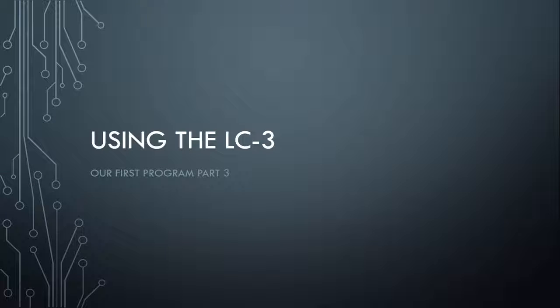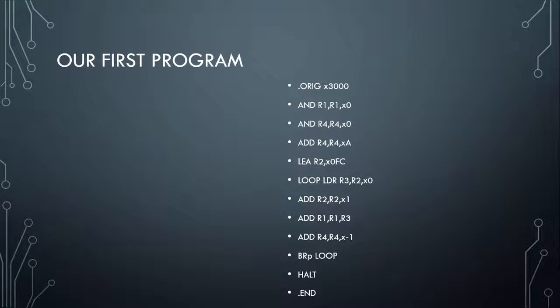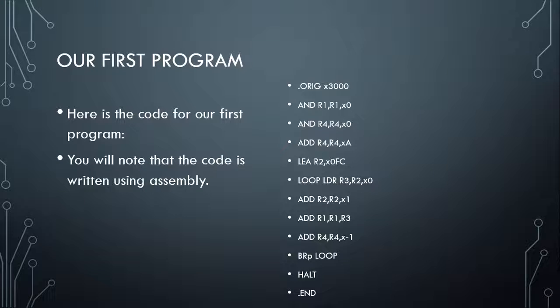Let's go ahead and jump into our last part of the LC3, building our first program. We've already talked about binary and hex, so now let's look at it with assembly. And so here's our program in assembler. You can see that it is not binary or hexadecimal, which we are kind of familiar with.